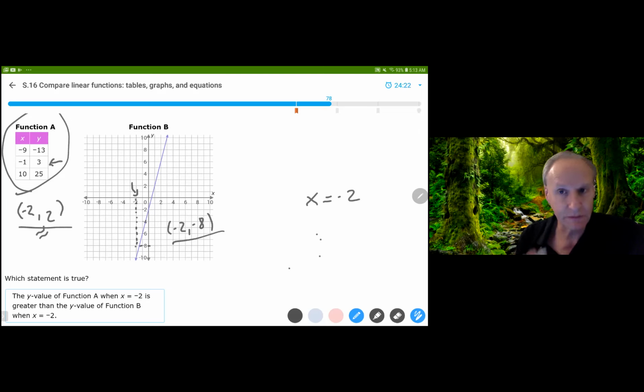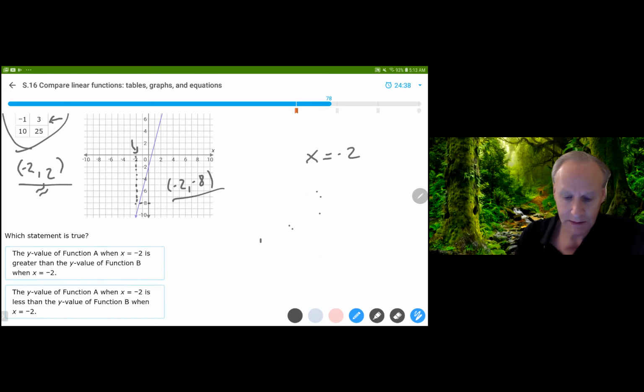And using estimation is a really important tool. Look how simple that was. I looked at -2. I estimated where my y value was going to be. I looked over here, and it looks like the y value is going to end up being positive. So I am going to say that the value of the function at x equals -2 is much, much larger for function a.